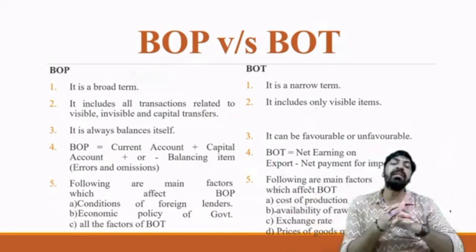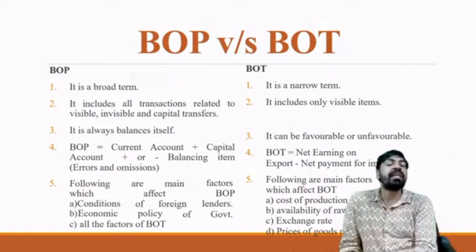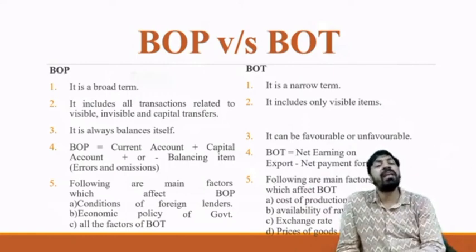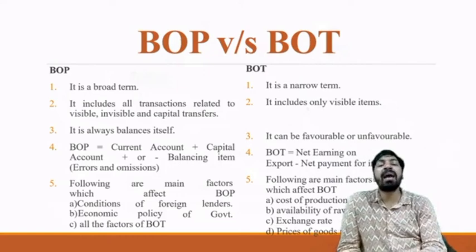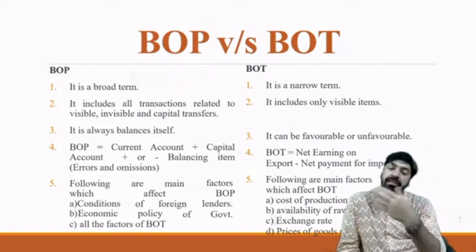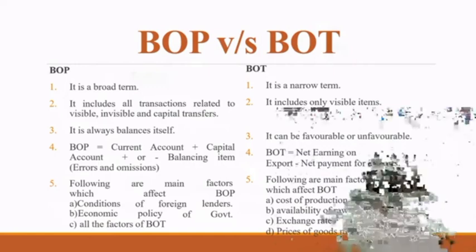So we just keep the receipts and the payment side equal by considering the term we call the balancing item, that is errors and omissions. So we deduct it from the summation of the current and capital account, and that's called the balance of payment.